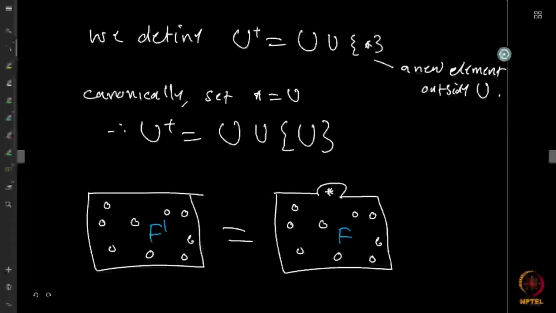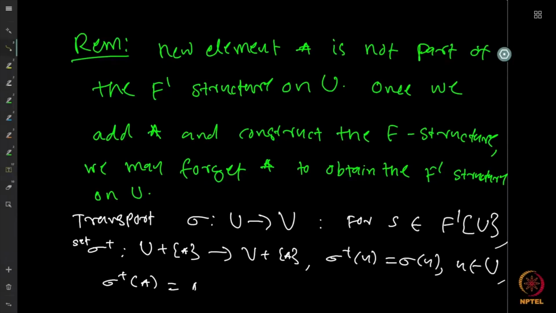Now, one question that may arise is how do you define the transport of structures, right? So sigma is a map from U to V, right? Now, we have to make sure that this sigma is not affected when we extend it, right? So we are going to extend sigma to, let's say, sigma plus, where sigma plus goes from U plus star to V plus star, right? You add star to each of U and V, such that sigma plus of u is sigma of u for every u in big U, and sigma plus of star is actually equal to star. So star is always mapped to star by sigma. If you make sure that this is there, then we can easily define the transport of the structure along sigma without trouble.